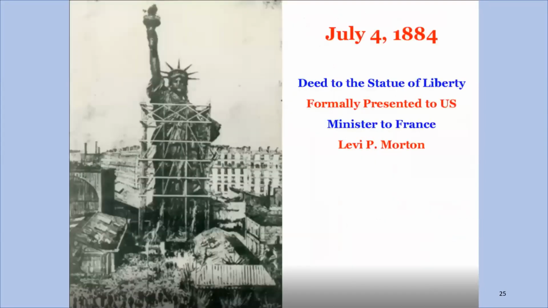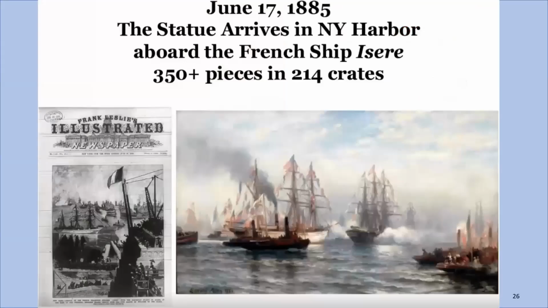So when did it come over here? It was brought over, and we're going to talk about how it got here. But on July 4th, 1884, the deed to the statue was given to the Minister of France, Levi Morton, which basically meant that the statue was done on the French side, and they were ready to send it over to their friends in the United States. However, as you'll see in a few minutes, that was only the beginning of a few problems and challenges in terms of getting the statue moved and reassembled here in the United States.